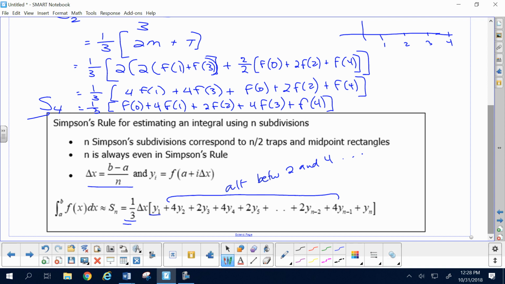The delta x is the same as always. It's just the total region divided in different chunks. And you're going to be starting the y values at the starting point plus some number of delta x's over. Let's get into an example.